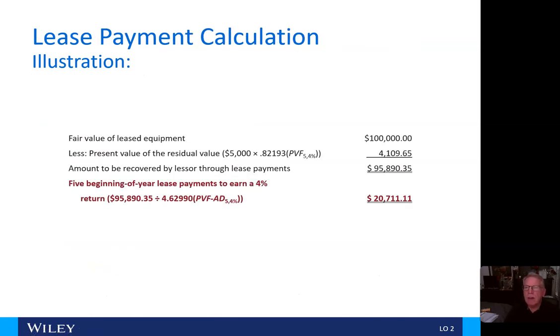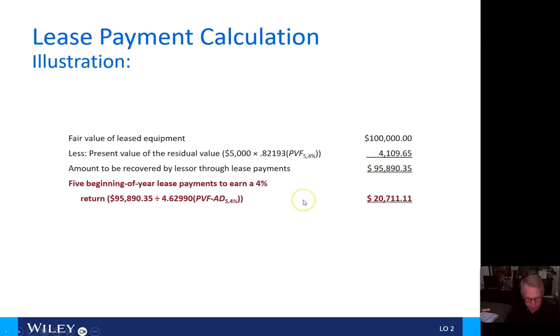Now, if I look at an illustration for the lease payment calculation, the fair value of the leased equipment is $100,000. And the present value factor is shown here at 0.82193 of $5,000, and that gets us up to that $95,890.35. 5 beginning of year lease payments earn a 4% return. So that's where we get those numbers here. And that's as we did before.